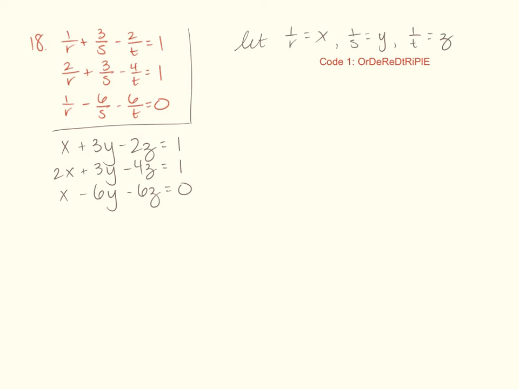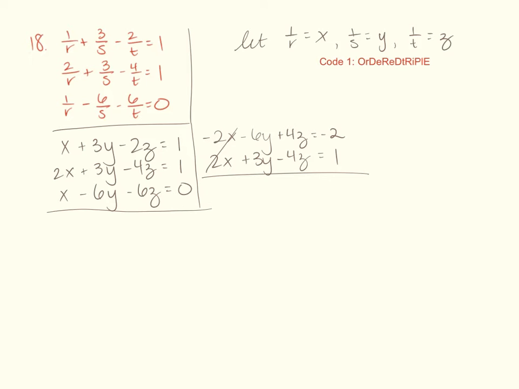The first thing I'm going to do is transform my first equation and solve a system of equations between the first and the second. So I'm going to multiply the first one by negative 2. So I get negative 2x minus 6y plus 4z is equal to negative 2. 2x plus 3y minus 4z is equal to 1. The 2x's cancel, and so do the z's. So I'm left with negative 3y equals negative 1. This is a nice turn for us because that means we only have to do one more transformation and we will be able to solve.